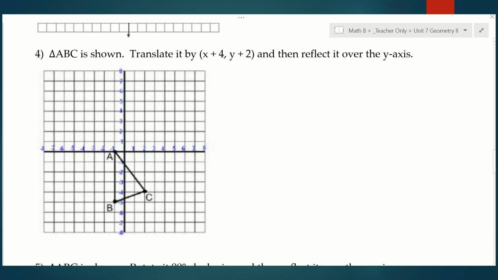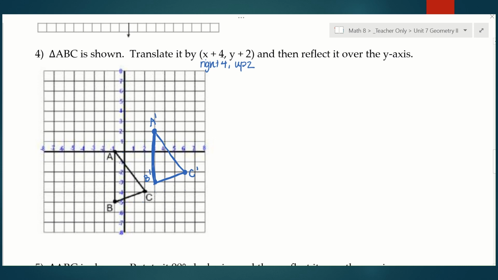Okay, so x plus 4, y plus 2. What does that mean? It means right 4 and up 2. So every point we're going to count right 4, up 2, and put our new label. 1, 2, 3, 4, up 2. So A prime is going to be right here. There's B prime. And C prime. Not as straight as I would have liked that one to be.